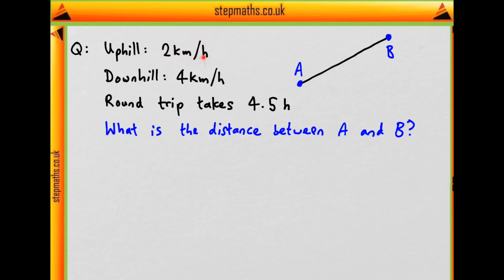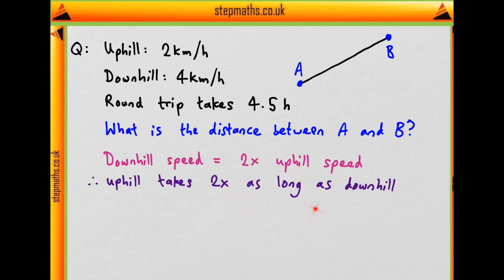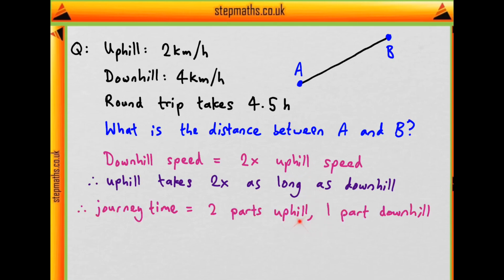So we can observe that the speed going downhill is twice the speed going uphill. And how do we relate that to the journey time? So the journey uphill takes twice as long as the journey downhill. And what does that mean for this 4.5 hours? That it's split into 2 parts going uphill and 1 part going downhill.